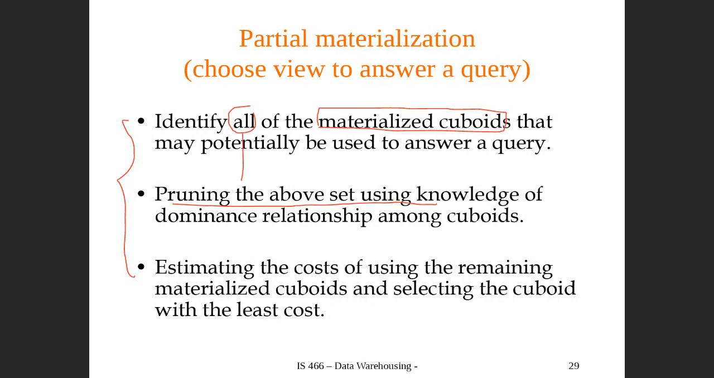Then we estimate the cost of using the remaining cubes. Since we have pruned them, we calculate the cost of using the remaining materialized cubes and select the cube with the least cost. What is the cost here? It is the minimum input output resources of the computer, because we are dealing with computation. We want the one requiring the minimum calculation.